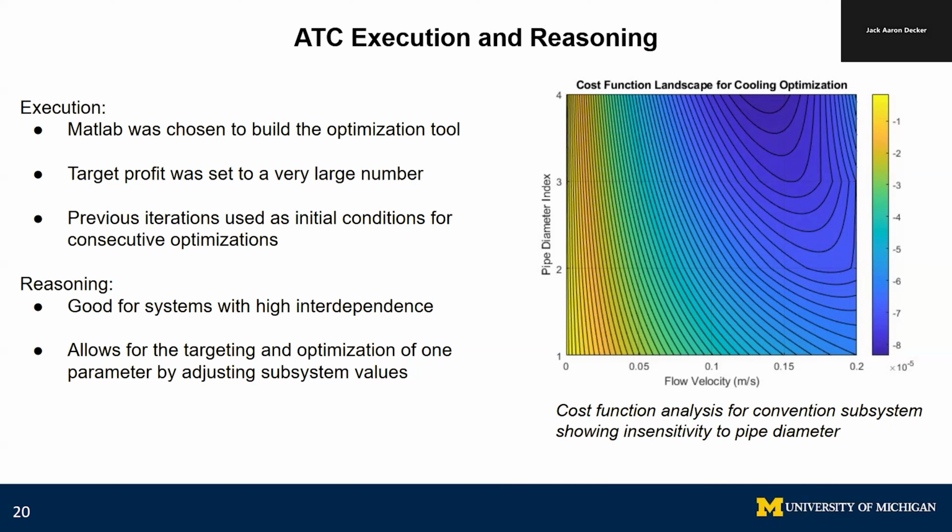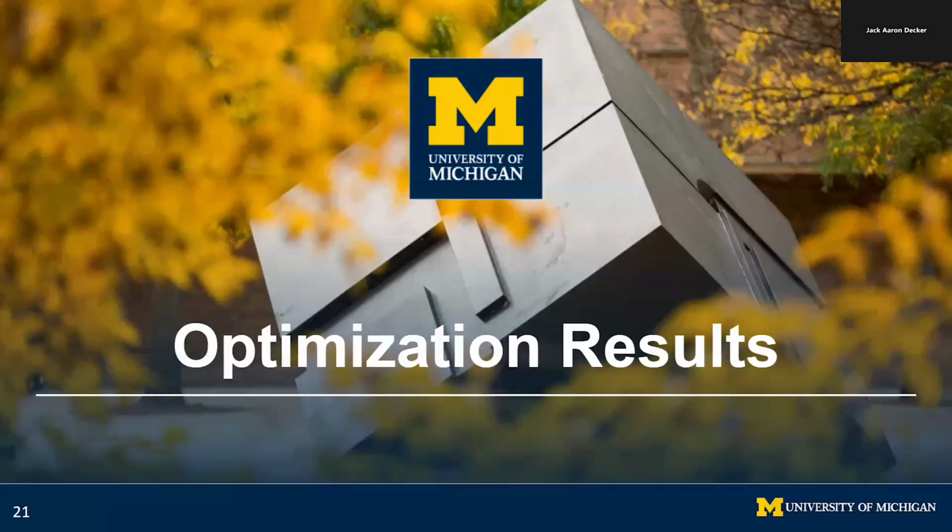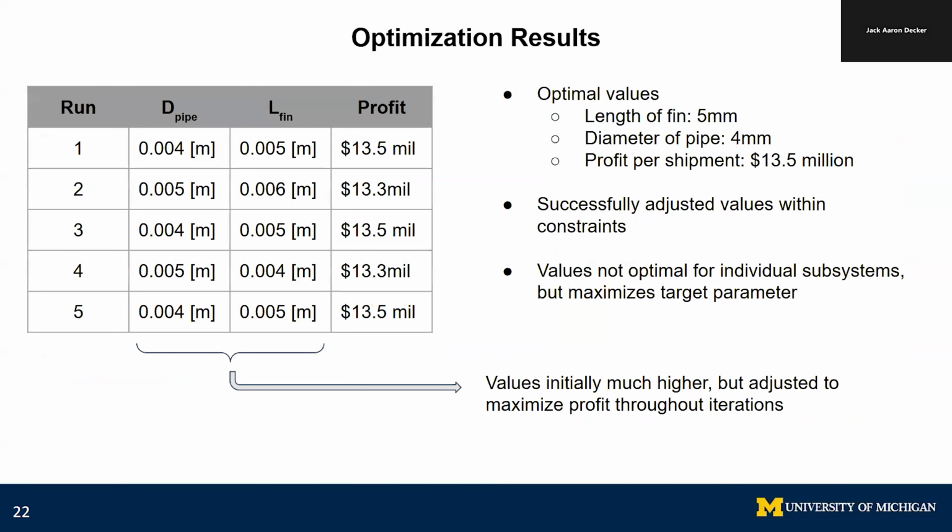As for why we just decided to go this route, this hierarchy format and ATC allows focus on the optimization of one target given multiple interdependent subsystems, which is perfect in our case to maximize profit. So onto the optimization results. The algorithm successfully seemed to adjust the subsystem optimal values out of what they would have done individually to optimize for overall profit while still satisfying constraints and delivering sufficient cooling power.